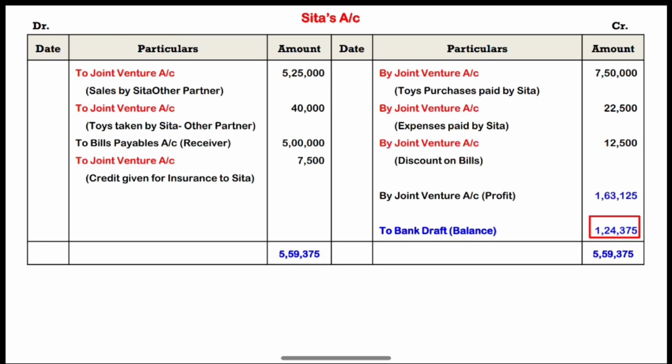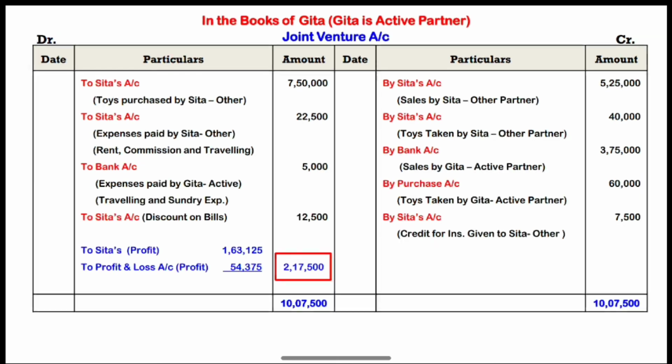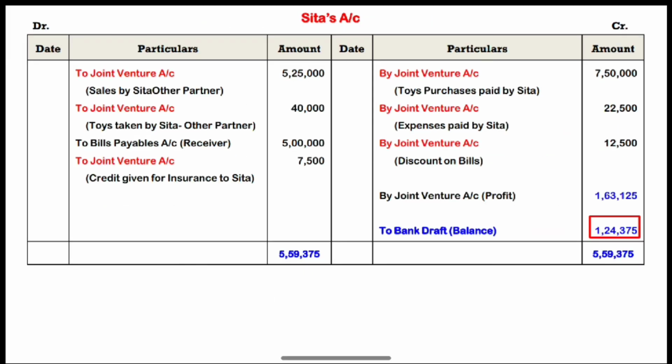So this is how you can solve the practical example related to the accounts of joint venture where one partner keeps account and all partners keep account. This is a very, very important example for your examination. Clear? Hope you all are getting it.